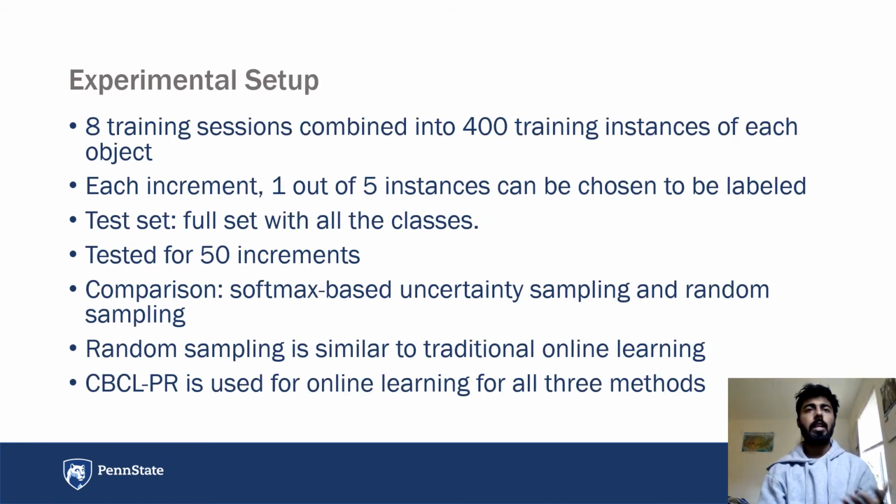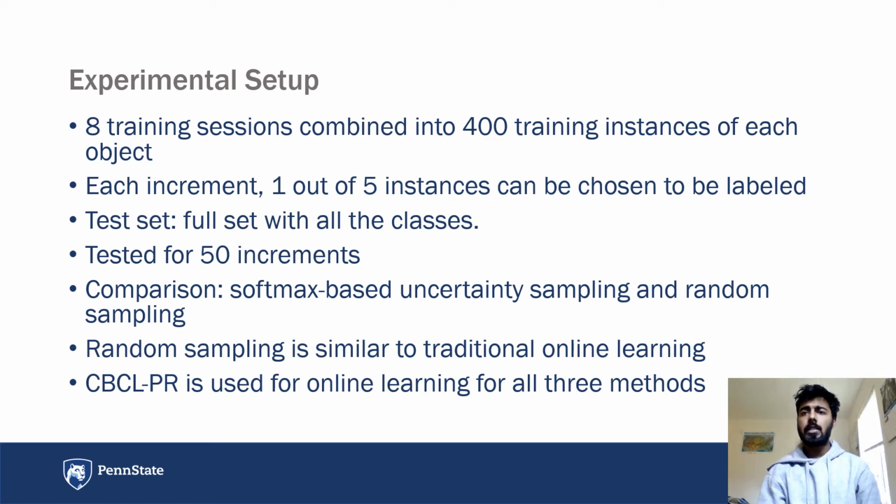Among the 8 training sessions, we combined them into 400 training instances, and in each increment, we sample 5 instances randomly from the 400 training instances. And the robot or the model is required to get the label of one of the objects. Since there are no techniques for curiosity-driven online learning, we use CBCL-PR as the online learning algorithm, and then test our curiosity-based approach against the softmax-based uncertainty sampling and the random sampling technique.